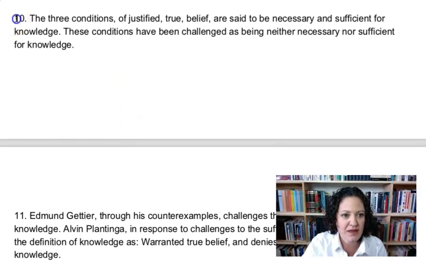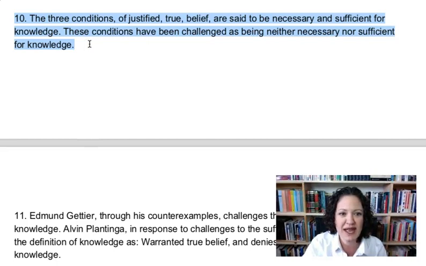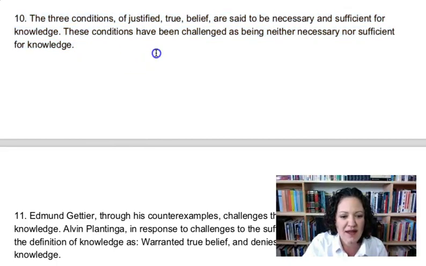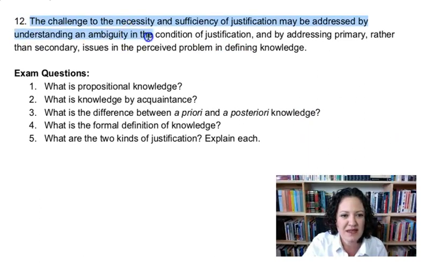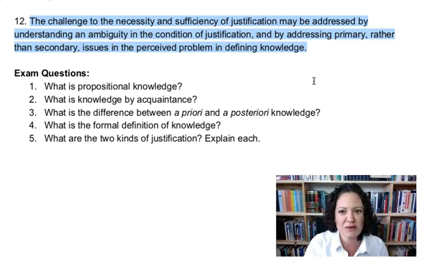All right. These three conditions of justified true belief are said to be necessary and sufficient for knowledge. These conditions have been challenged, as I mentioned, as being neither necessary nor sufficient, and that's where we discussed Plantinga and Gettier, and we're going to say that the challenge to the necessity and sufficiency of knowledge may be addressed by understanding an ambiguity in the condition of justification. Gettier is going to say it's through sense data or through testimony. Plantinga is going to accept that. Plato, on the other hand, is going to reject that and say it's by reason and argument. So we gave two ways of defining justification to satisfy both camps and both kinds of approaching the world, through our senses or through reason.